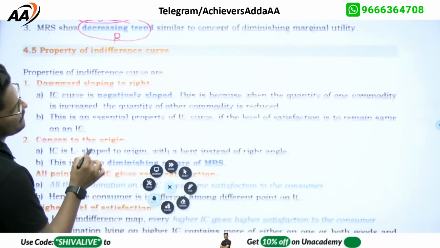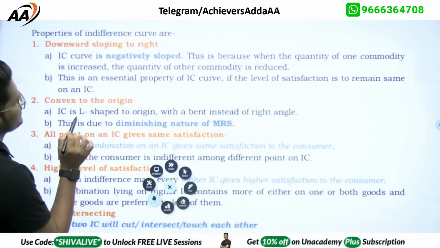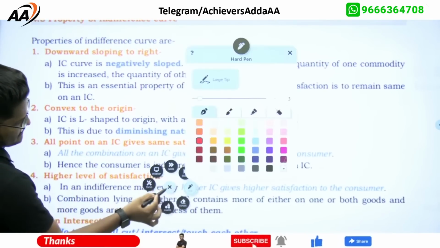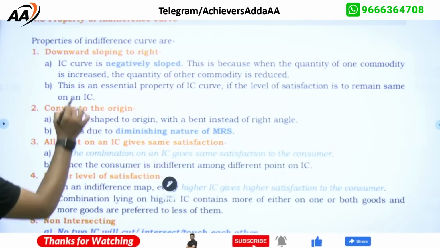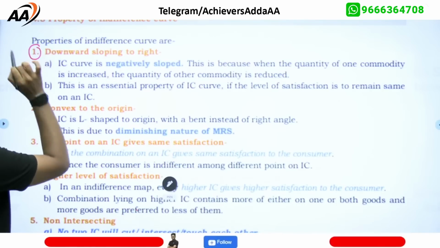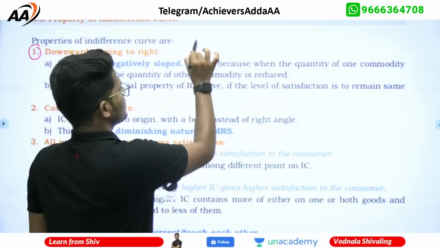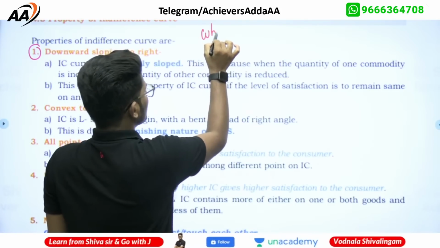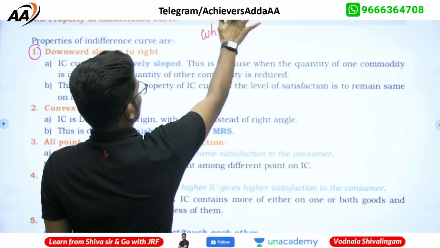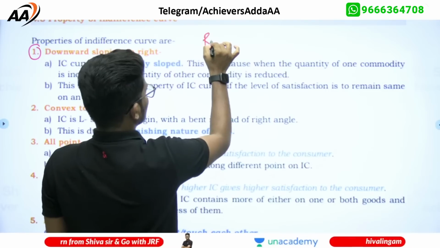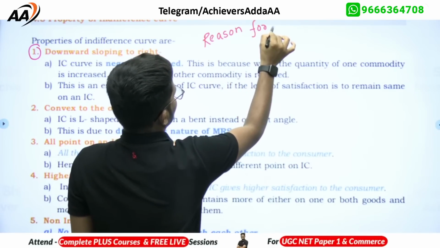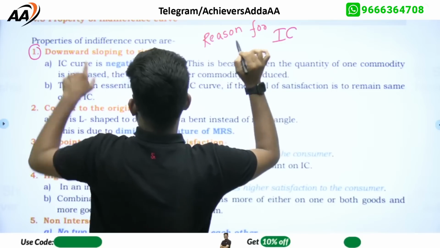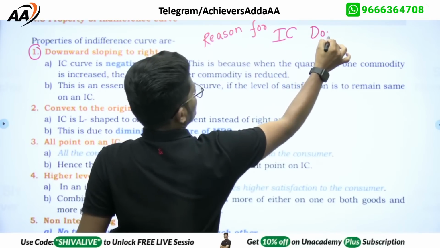After that, the properties of the indifference curve. Number 1 property: downward sloping. In 2021, in the 2 shifts, the question was the reason for the indifference curve being downward sloping.